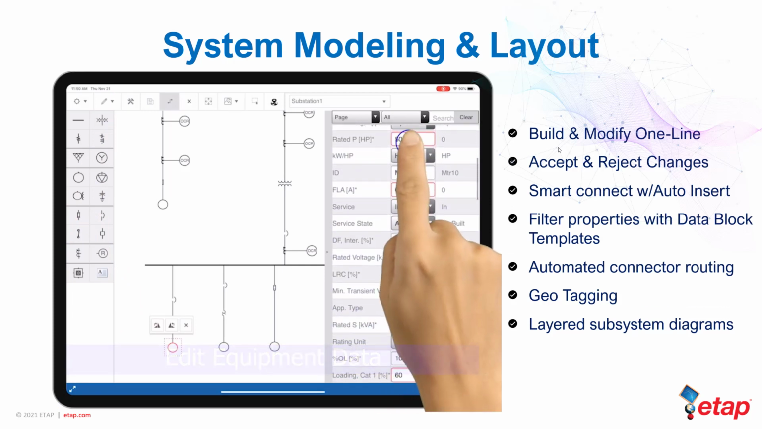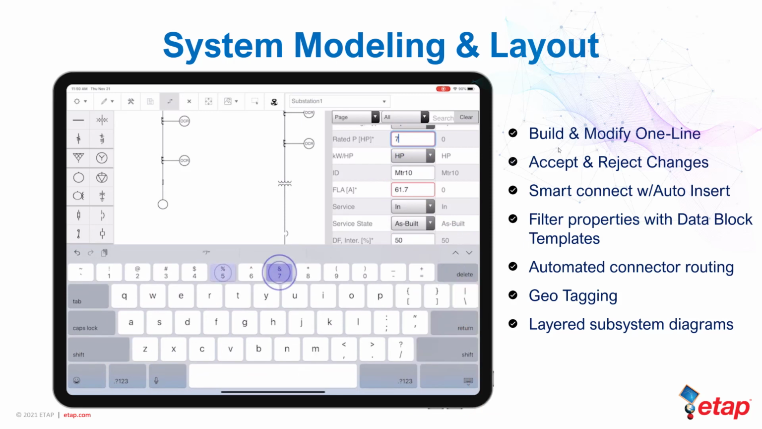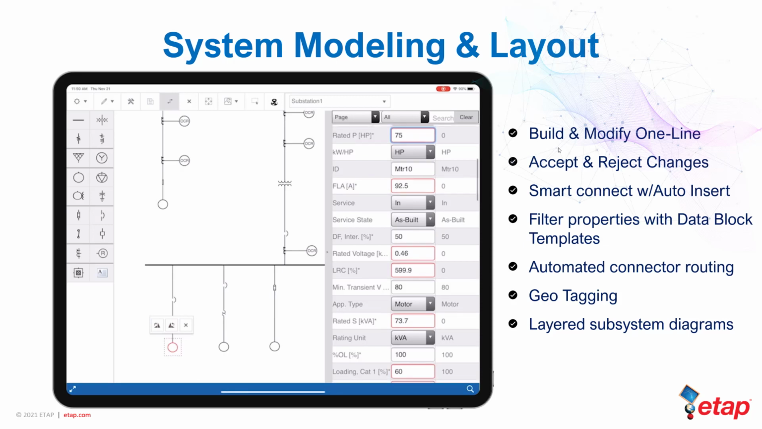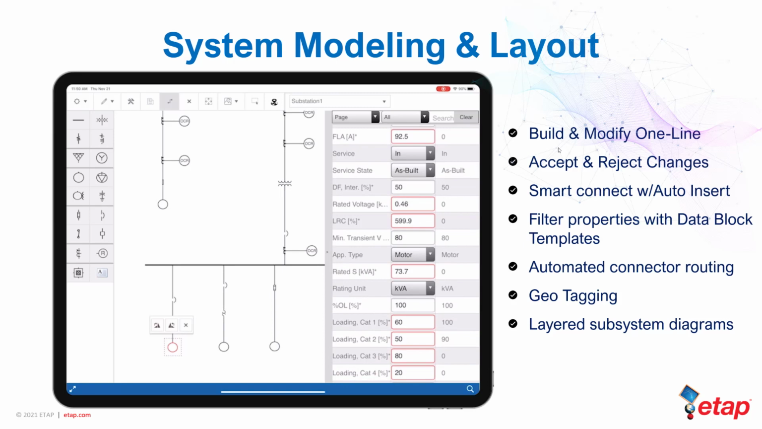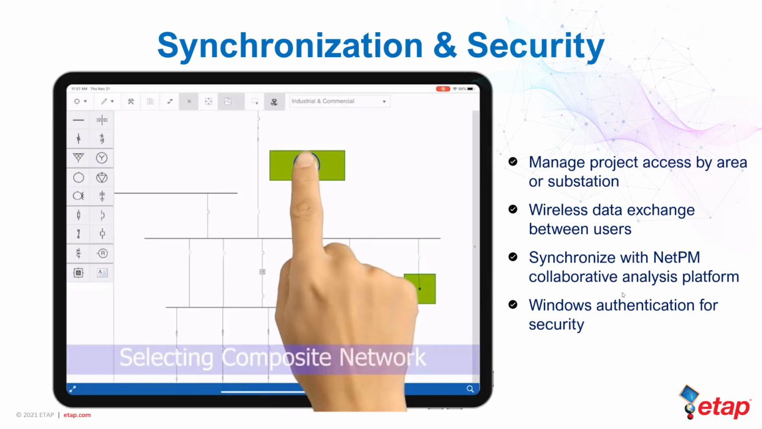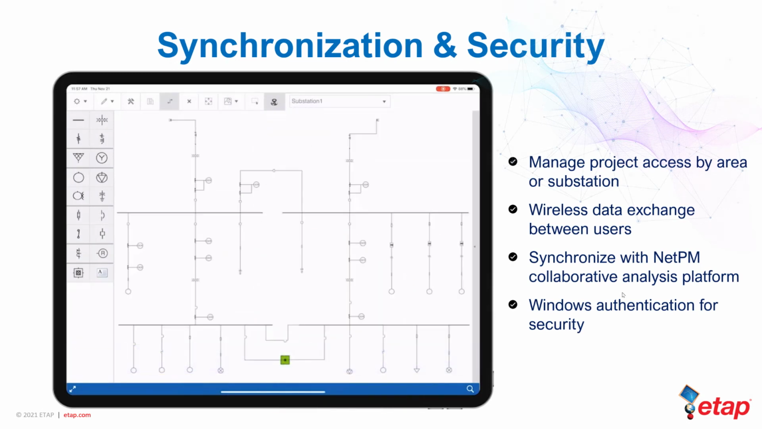You can also scroll through, look at all the properties that exist for that component and modify them when you're out in the field, allowing you to quickly navigate through and filter the properties. And these properties are based on your data block templates. So you can also adjust what you are publishing and viewing on the mobile tablet. And you can also utilize the system modeling and layout to include geotagging, view layered system diagrams, and also have automated connector routings. You can also utilize the etapAPP for easy synchronization and security management.